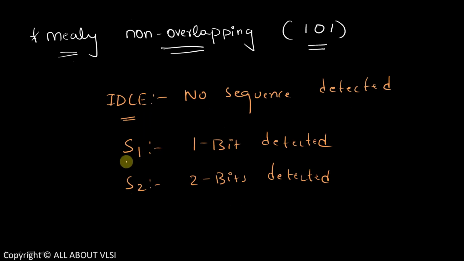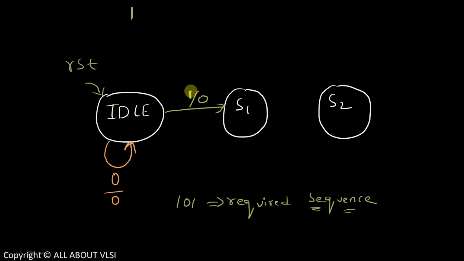Since S1 stands for 1 bit detection, if 1 is my input while I'm in idle state, that matches my sequence, only 1 bit is matching, so that's why I'm going to S1 state, or else I'm going to stay in the same state. Now in the case of S1 state, again we have two possibilities: whether your input can be equal to 1 or equal to 0.